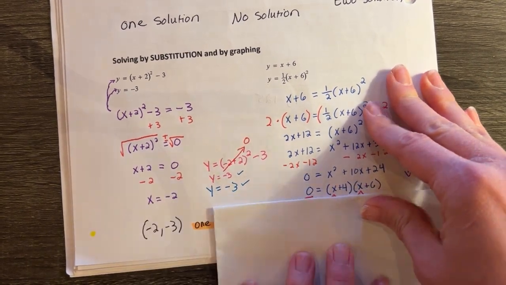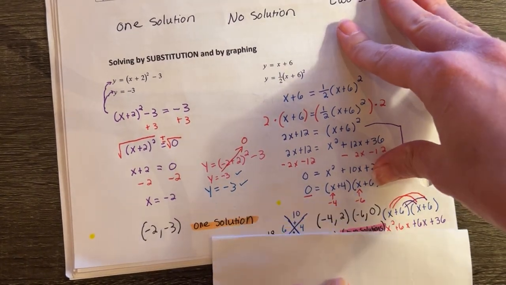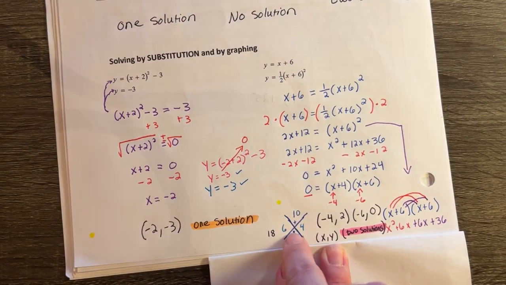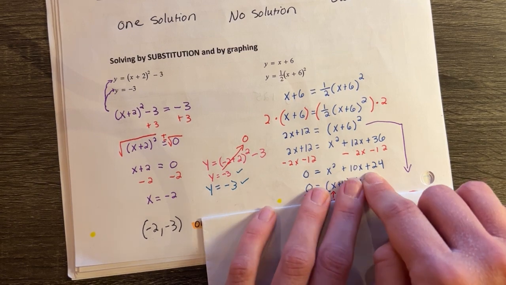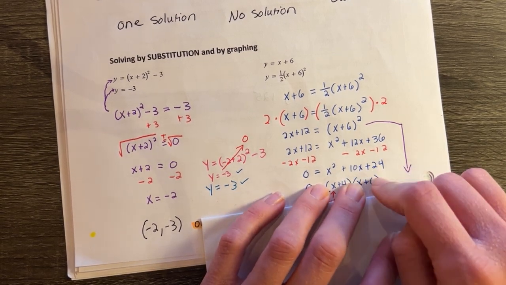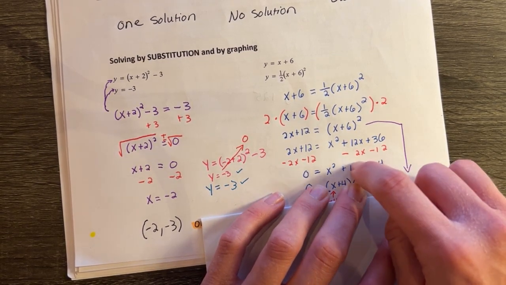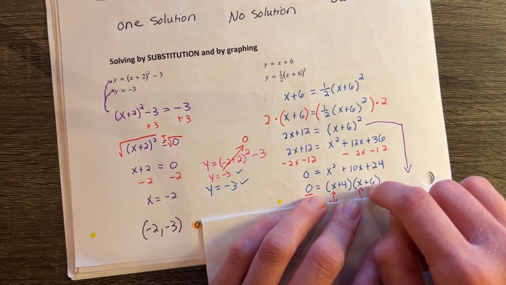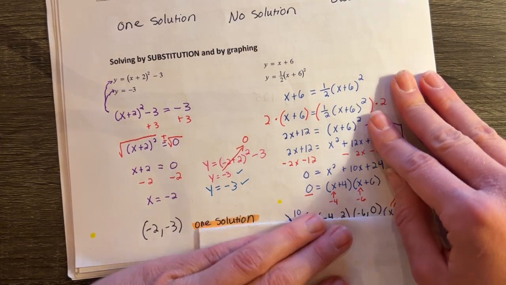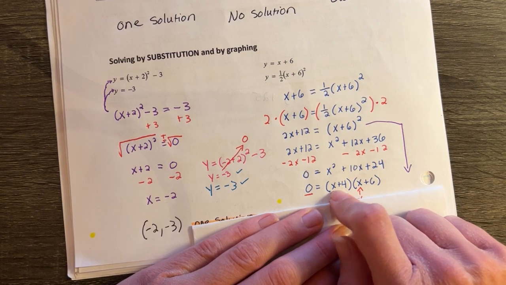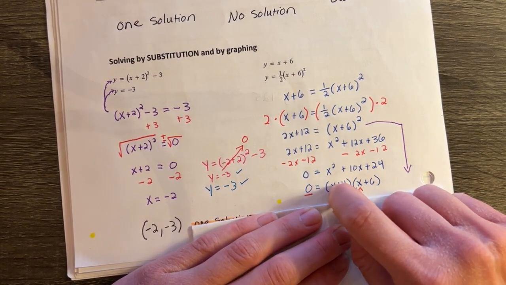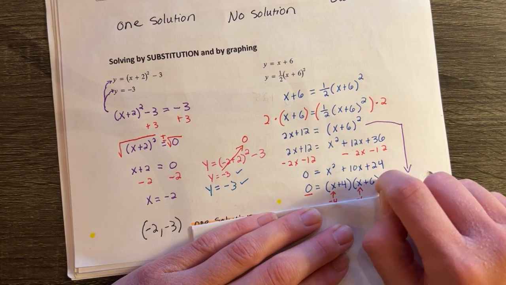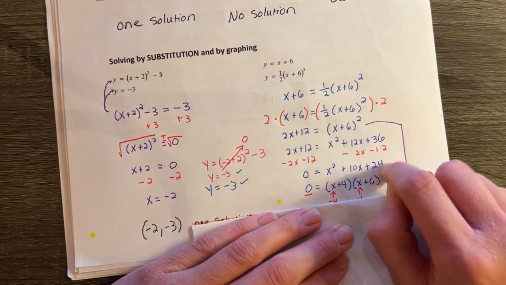When I factor this out, here's my magic x down here. I need to think about what I can multiply together to get 24, and then what I can add together to get 10. That would be 4 and 6. Okay, so in this form, and then you can double check this too. If I multiply this back out, I should get back to this, so just double check that.